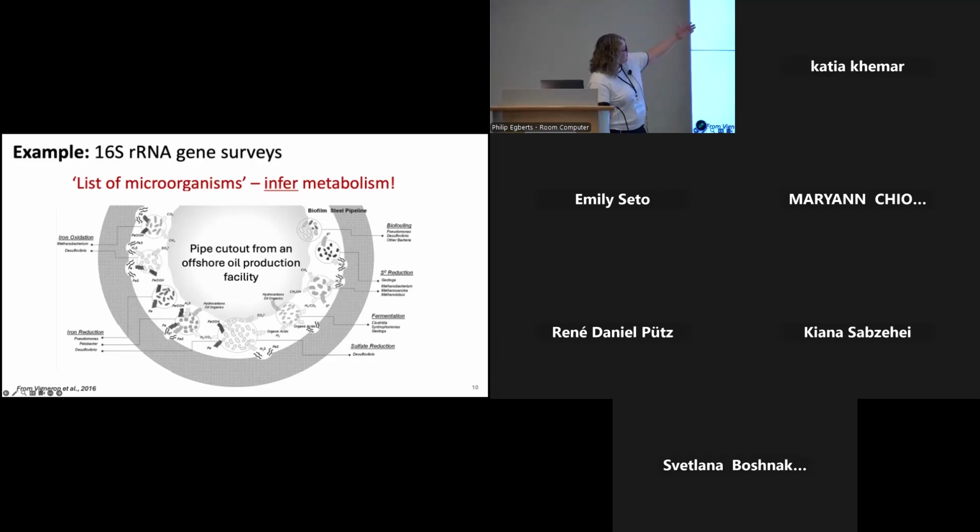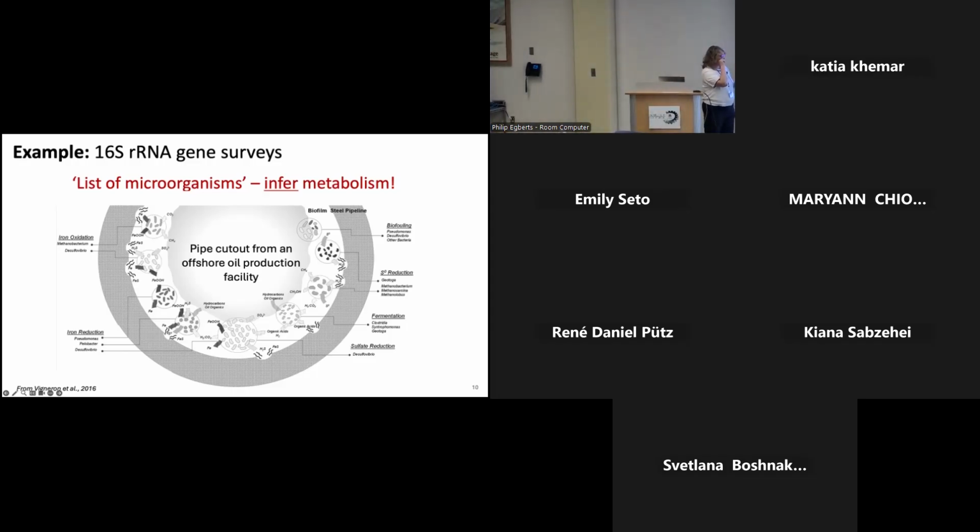So they found iron oxidizers as well as iron reducers. They found sulfur reducers, sulfate reducers, fermenters, etc. Again, as microbiologists we know a lot of the names of these things, but I'm not trying to put that on you at all. But we can infer what kind of activities they might be doing. So this pipe may have failed due to a variety of different types of microorganisms.